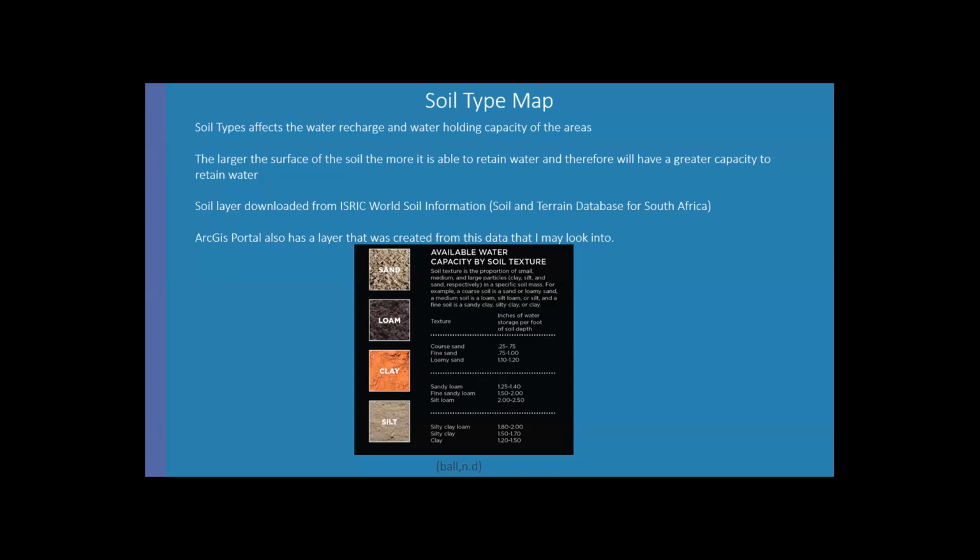I have downloaded the data from ISRIC World Soil Information for Africa. There's also a layer in the GIS portal that I may look into as well. The image on this slide shows examples of soil types. It shows sand, loam, clay, and silt.